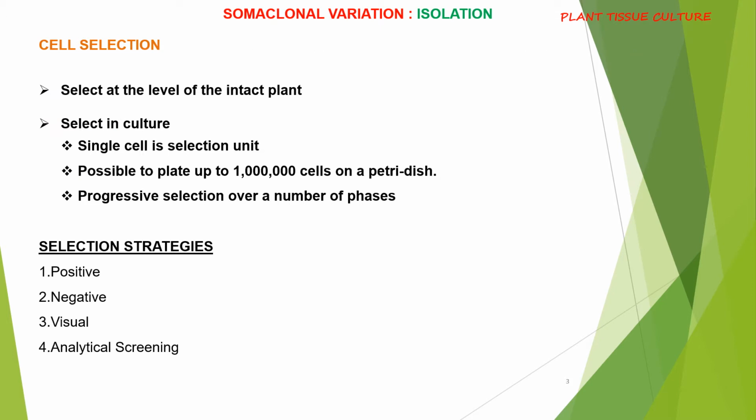Selection of somaclones can be at two levels: the intact plant level and also in cultures. It could be in vivo or in vitro methods. The different selection strategies used for cell selection of somaclonal variants are positive, negative, visual, and analytical screening.